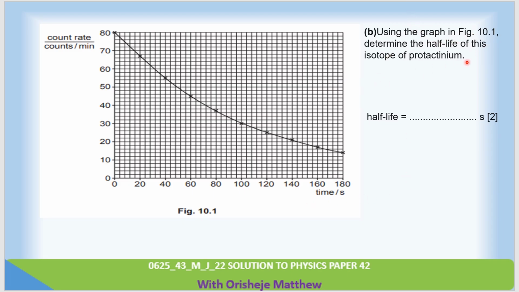Using the graph, determine the half-life of this isotope. So the half-life, half of 80 is 40, that will give you 72 seconds.